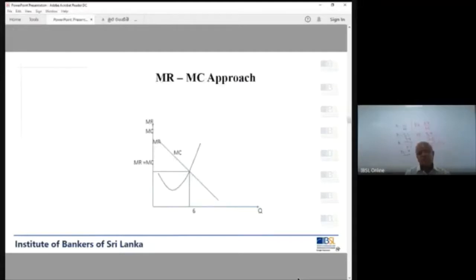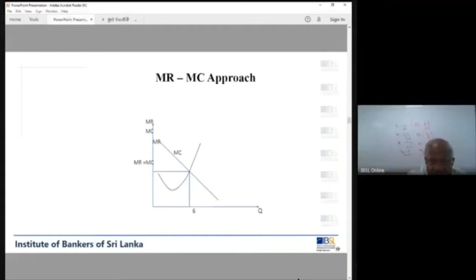Right. Now, this output is actually 6. To the left of 6, what will happen? This MC should be in the curve. Please, there is some typo. Bring this MC down to this curve. This curve indicates the MC. MR is above the MC. MR greater than MC. This curve is the MC. Above 6, MC is greater than MR.